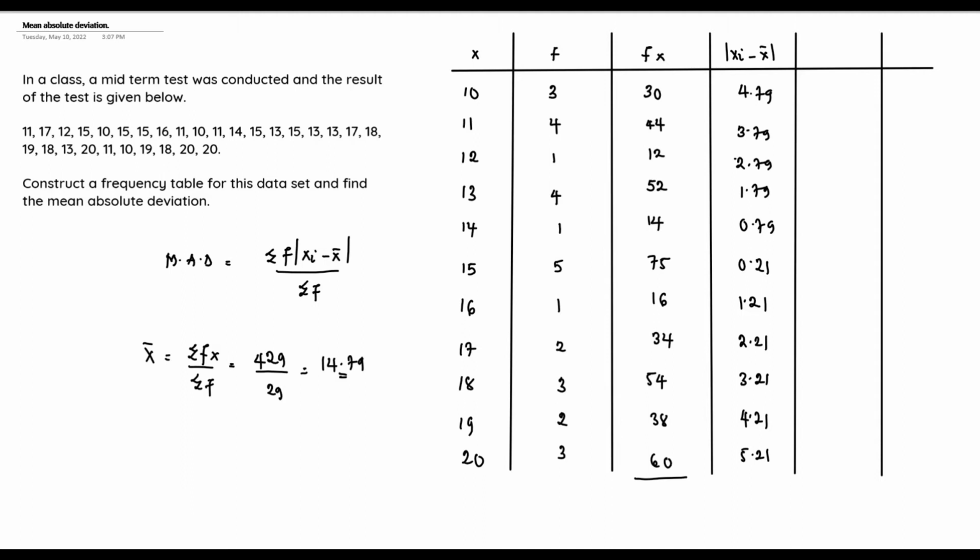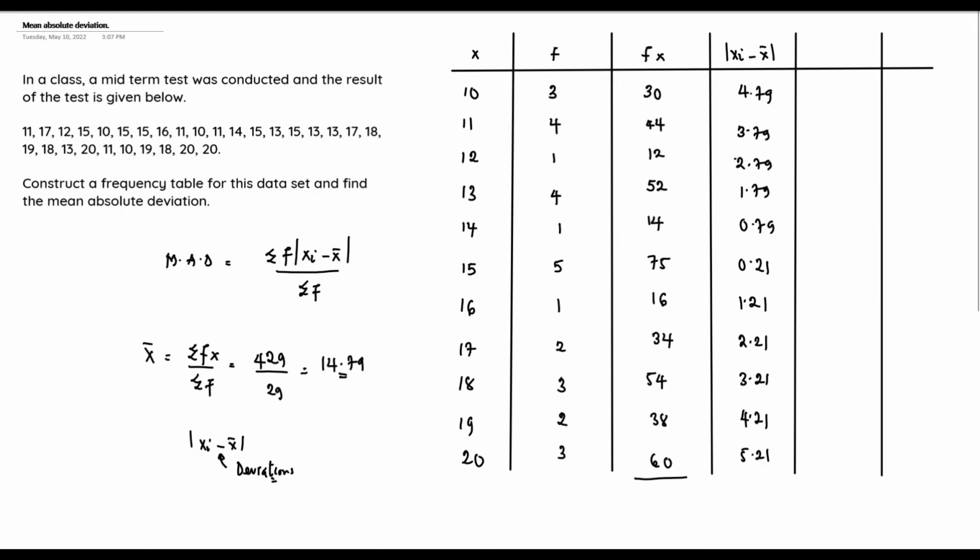So the next step is to multiply the frequency with the modulus of the difference between the variables and the sample mean. Please note that this expression right here, modulus of xi minus x bar, is also known as the deviation. We call it the deviation, so we should pay attention to that. Because we have a modulus sign next to this deviation, it simply implies that the deviations can never take a negative value.